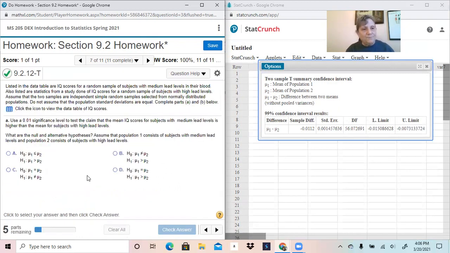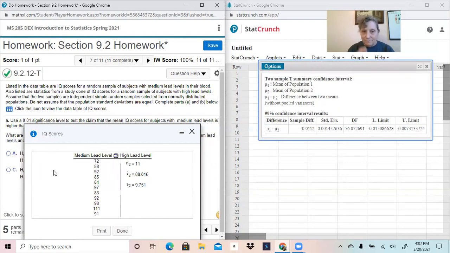In this problem, they give us the data for one sample, which has the IQ scores for a group with medium lead levels in their blood. And then they give us the statistics already calculated for a second sample of people that have their IQ level with high levels of lead in their blood.